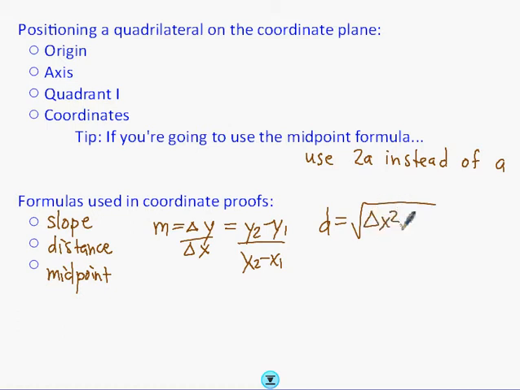The distance formula is the square root of the change in x squared plus the change in y squared. If you don't like the delta, again, replace this delta x with that, and replace this delta y with that. And then finally, the midpoint formula, I'm not going to write it down. You simply average the x's, you average the y's.